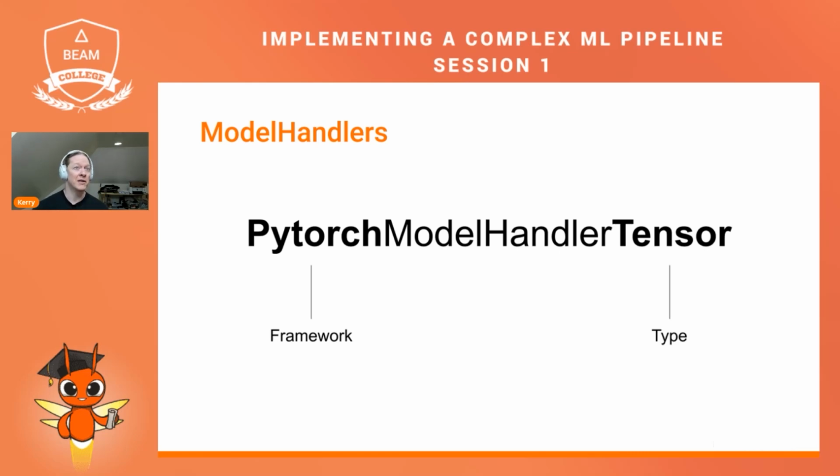Model handlers have a naming convention like PyTorch model handler tensor, where we begin with the framework, we say that it is a model handler, and we say what kind of input type it expects. Mainly tensor or numpy are the two that we find most common. And often that type is omitted if there's only one type of input. We only include it when we usually have a tensor version and a numpy version.